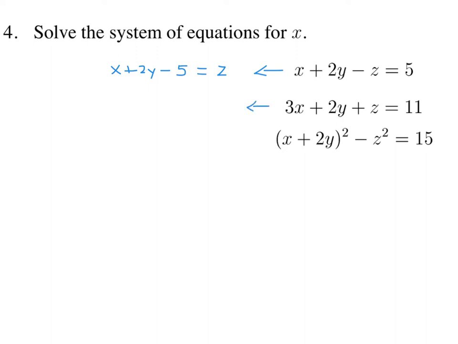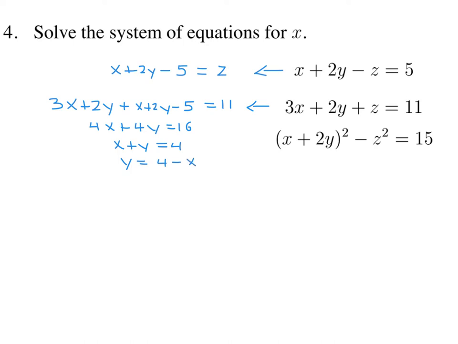From the second equation, what can I do here? Well, what I can do at this point is I can use the fact that z is equal to that, and then just substitute it in the second one. So it'll be 3x plus 2y plus z, but z I just got was x plus 2y minus 5, and that's all equal to 11. And this will help me put it in terms of just two variables. So this looks like 4x plus 4y equals 16, and that means x plus y is equal to 4, and that means y is equal to 4 minus x.